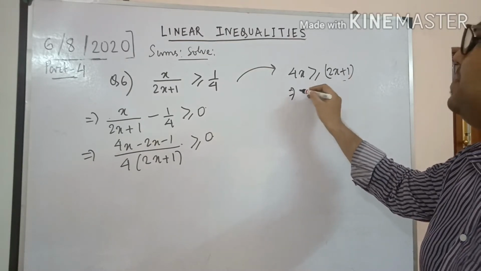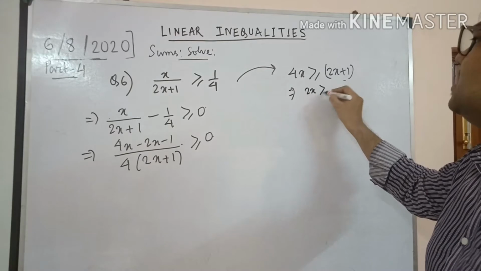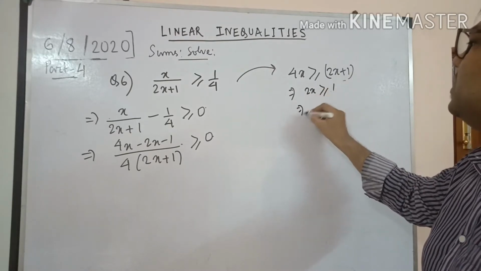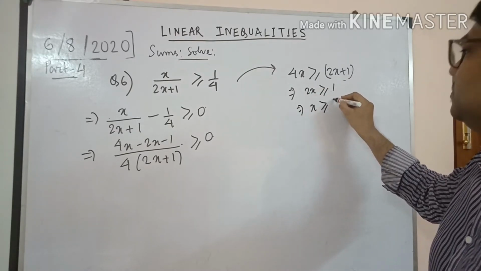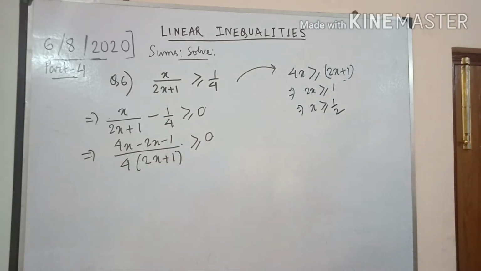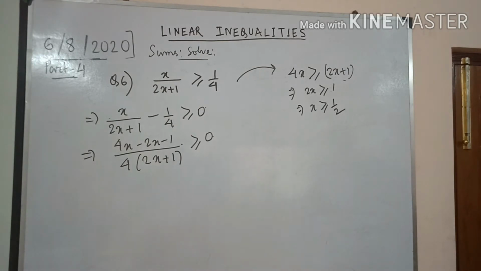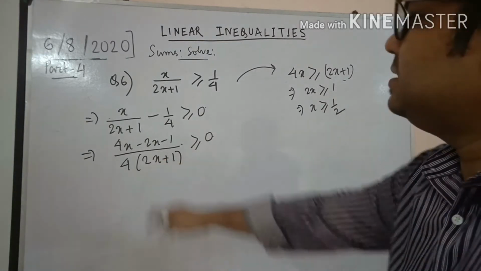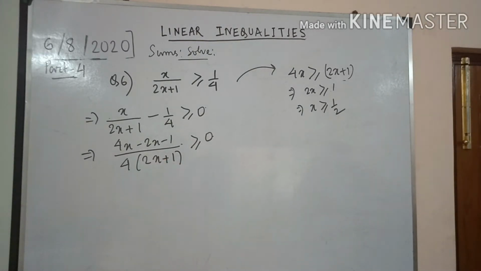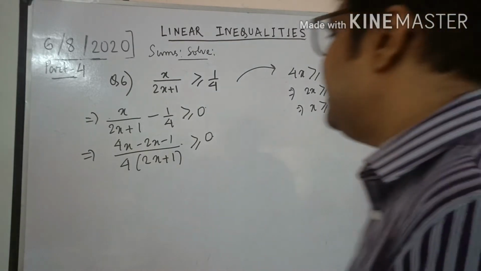So if you simply do this, you will see that this is greater than 1 and you get x greater than or equal to half. Okay, so this is the solution which we get. x is greater than or equal to half. So 4x, 2x plus 1. So we get this. But here if we do like this thing, we get some extra denominator over here. So let us see what we are actually getting.